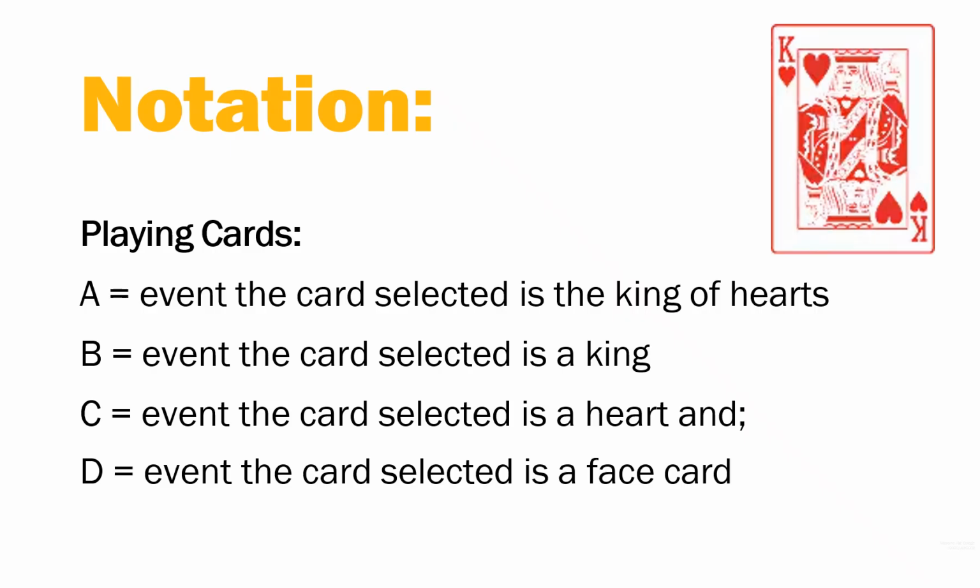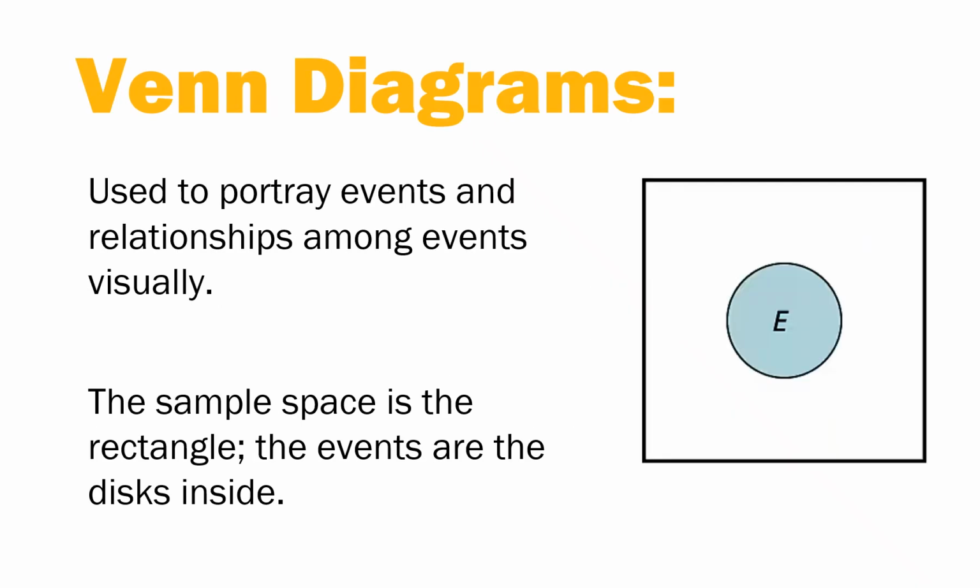Now, if you're confused by what I'm saying, you don't have to do anything here. You just have to know that we're now going to use letters to represent the different events that we could possibly have. And in probability, we use Venn diagrams. Did you know that the Venn diagram is named after a person, John Venn, who was a logician? So I guess that's like a logical magician. Anyways, he developed the Venn diagram, and it's one of the best ways we have to portray events and relationships among these events visually.